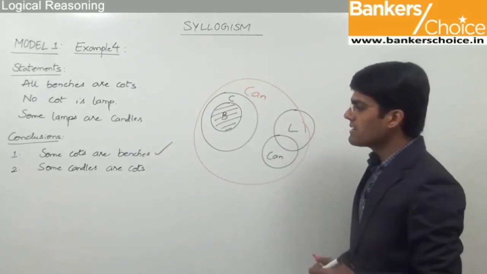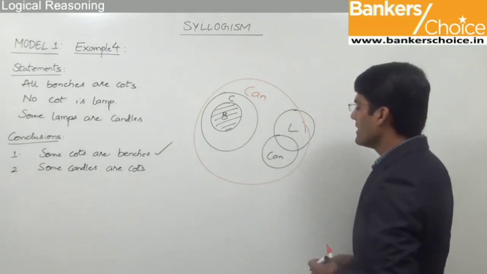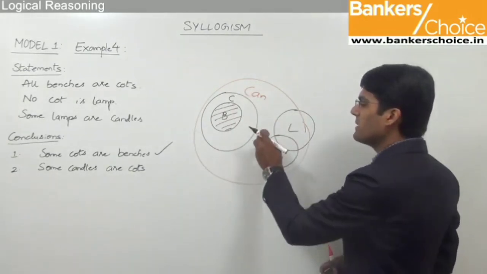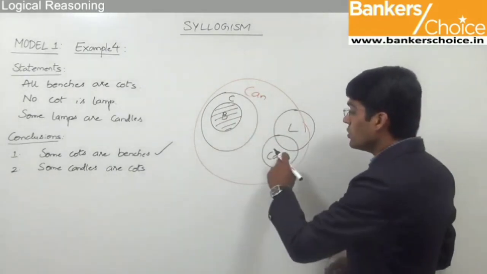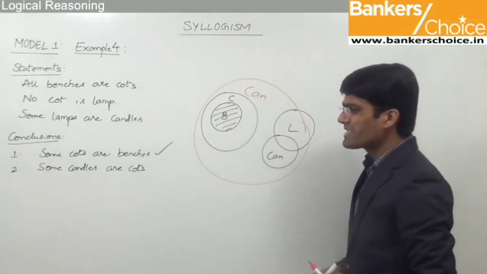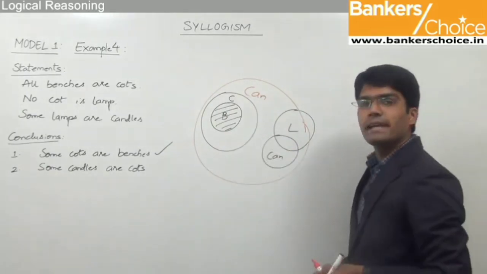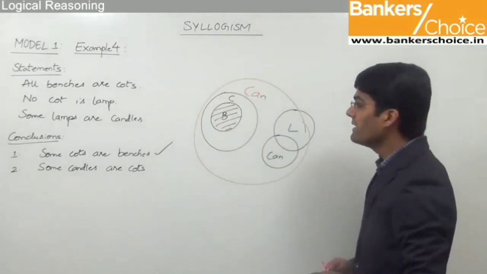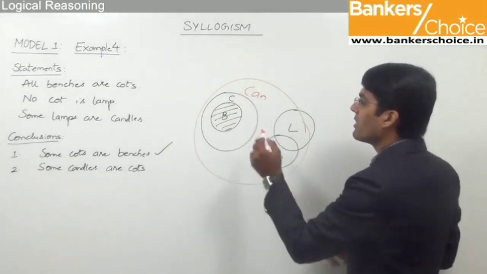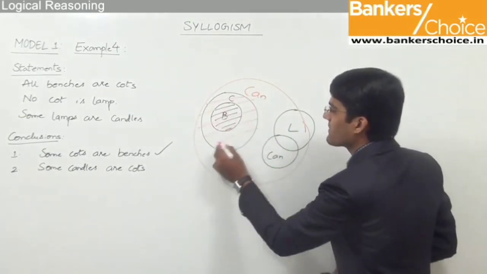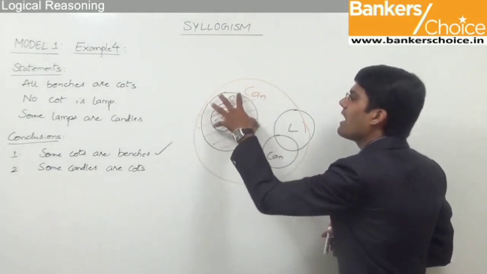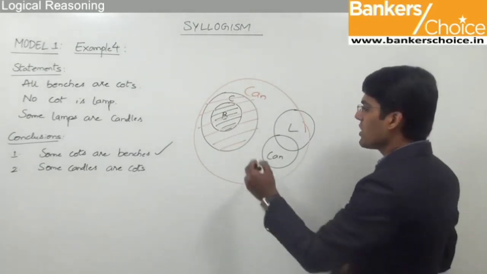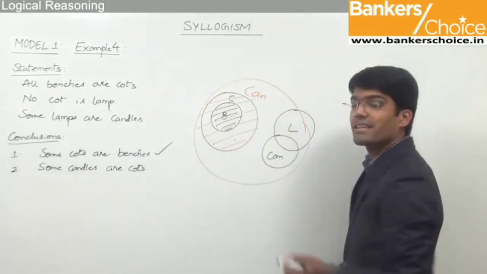The second conclusion is some candles are cots. Now if you go by the basic diagram, that is the black diagram here, candles is here and cots is as shown here, which is completely disjoint from each other. So very clearly, no candle is a cot. So the given conclusion, some candles are cots, does not follow the basic diagram. But if we assume that the candles are as shown by the red circle, we find that some candles are cots is true. Why? Because these are the cots which are candles. So we can find that some of the candles are cots. So very clearly, the conclusion number 2 does not follow the basic diagram, but it follows the second possible diagram.